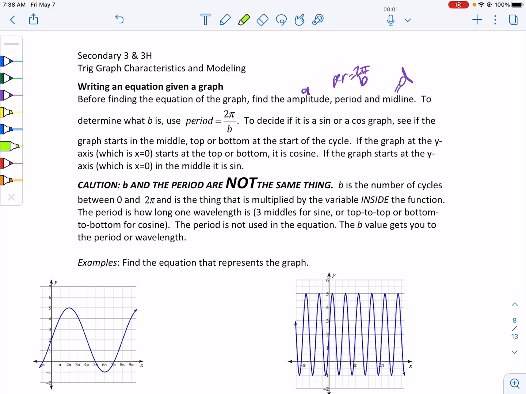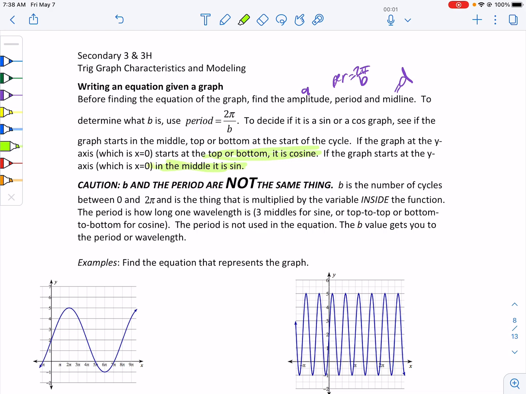The way that we decide if it's sine or cosine is based on where it starts. So if it starts in the middle, or the top or the bottom. So if it starts at the top or the bottom, this is really what I wanted to highlight. If it starts at the top or the bottom, it's cosine. And then if it starts in the middle, it's sine.